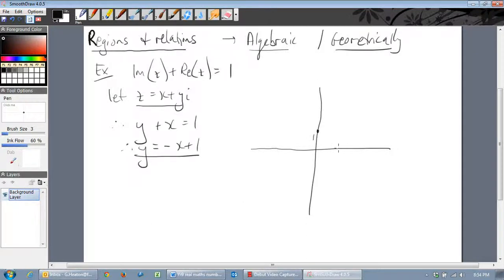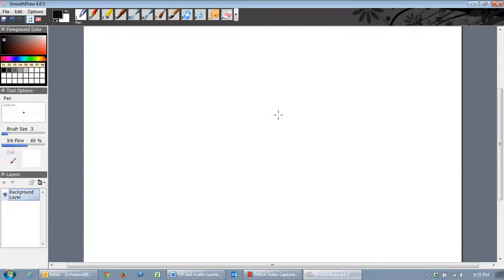So I've got 1 there, 1 there, and that should be a straight line. My apologies, I'll learn how to do lines on this program, I promise. That is the relationship. So this relationship gives all the points on this red line here. So that's your first example. So x plus yi is the key there. Let's look at another one.